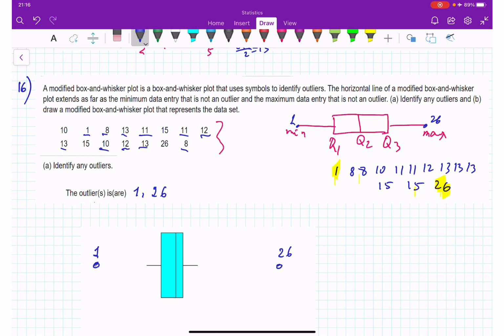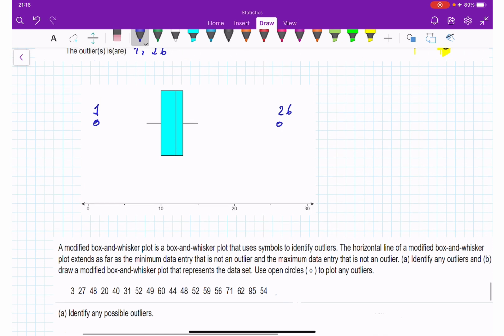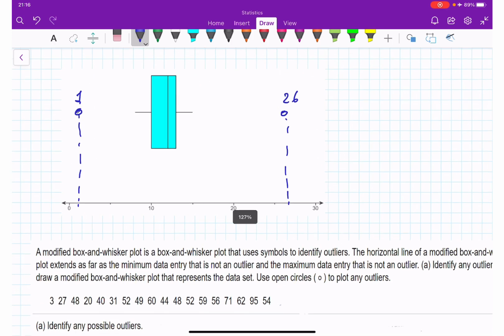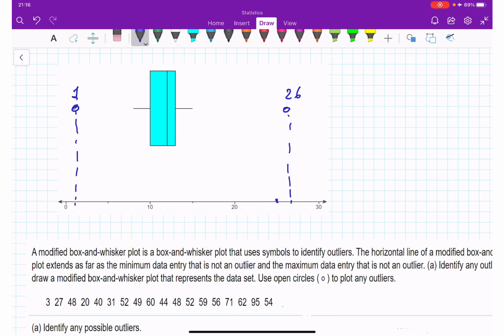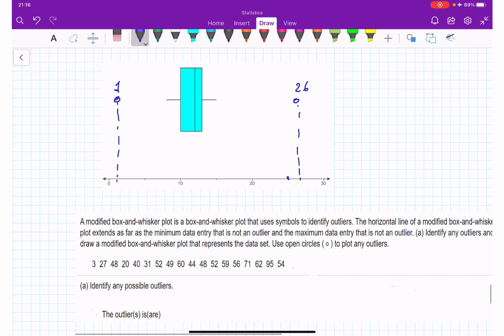And if I go down, indeed, this is going to be 1, and this is going to be just about 26, because this is 20 and 36. In the middle will be 25, so 26.